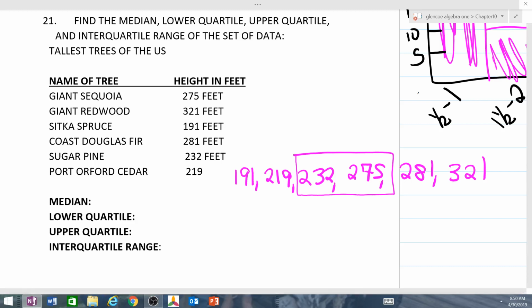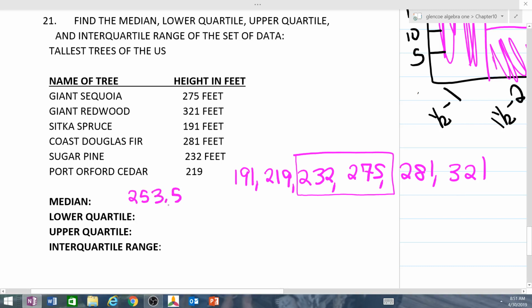Let me make sure I have everything down. 191, 219, 232, 275, 281. Let's see what I did. I know what I did. I left a piece of data out when I did the problem the first time, and then I redid it the second time. So we're going to 253.5. Okay.